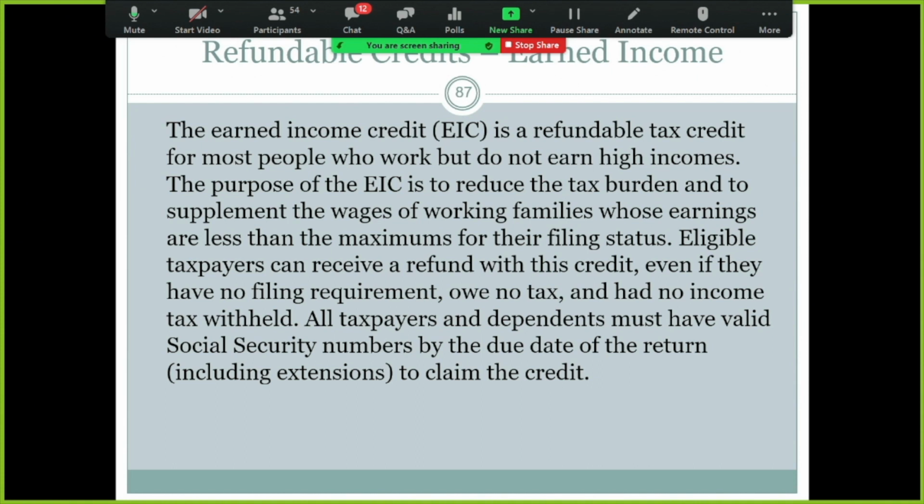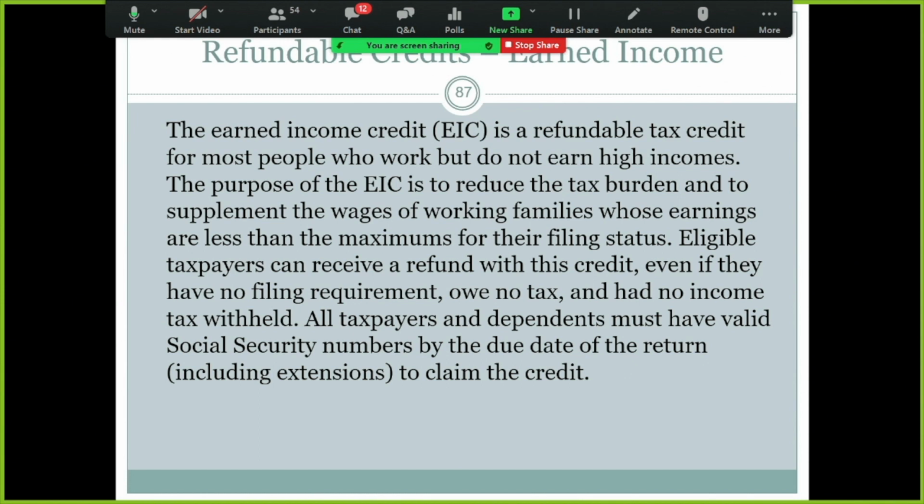So, moving on to one of the biggest refundable credits, it is the earned income credit. This also had some major changes for this tax year as well. The earned income credit is a refundable tax credit for most people who work but do not earn high incomes. The purpose of the earned income credit is to reduce the tax burden and supplement wages of working families whose earnings are less than the maximums for their filing status. Eligible taxpayers can receive a refund with this credit even if they have no filing requirement, owe no tax, and had no income tax withheld.